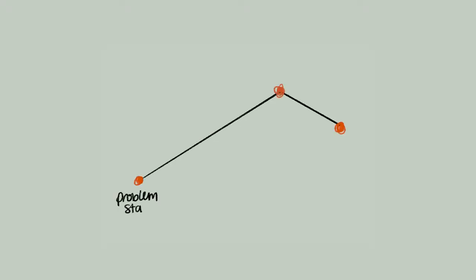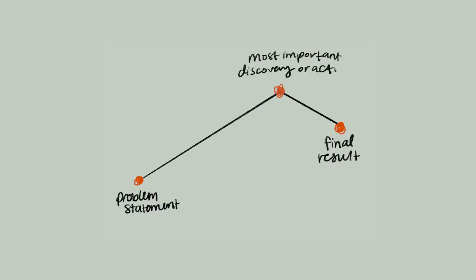Just like any story, no structure is going to be exactly the same, but it might help you to think about it like this. The problem statement is your inciting incident. The final result is your resolution, and in between you'll have a climax of some kind, which is the most important discovery or action that led to the final result. And sprinkled in around that, you'll have some other information that enriches the story and paints the picture.